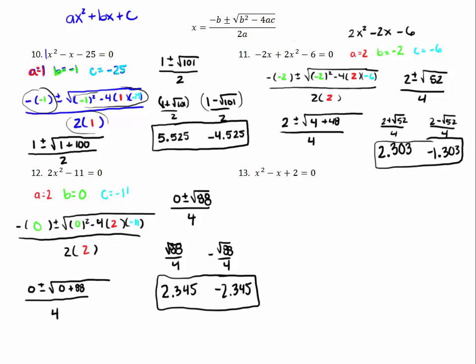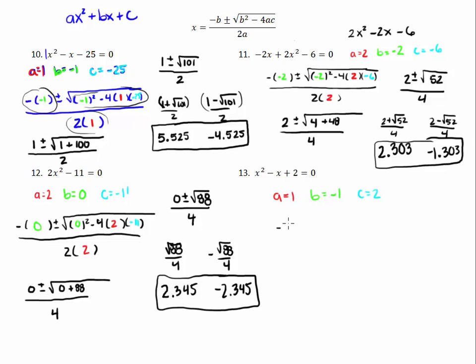All right, problem number 13. We've got x squared minus x plus 2. So our a value in this case is 1. It is in standard form. That was the first thing you want to check. B is equal to negative 1, and c is equal to positive 2.